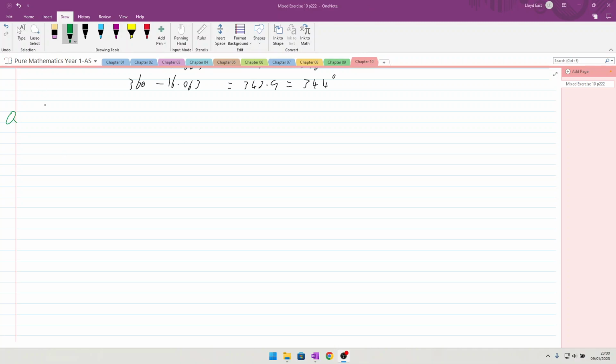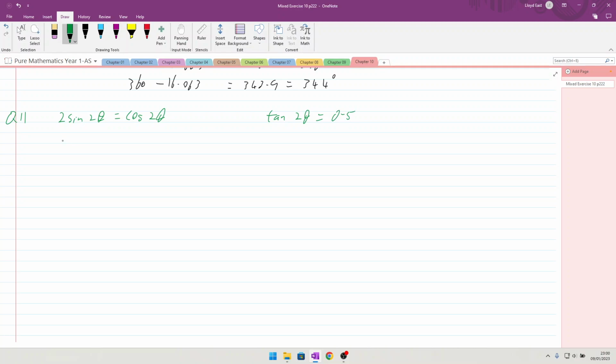Okay, question 11 of chapter 10. What do we have here? Question 11. Given that 2 sin 2 theta equals cos 2 theta, show that tan 2 theta equals 0.5. Tan of 2 theta equals 0.5.